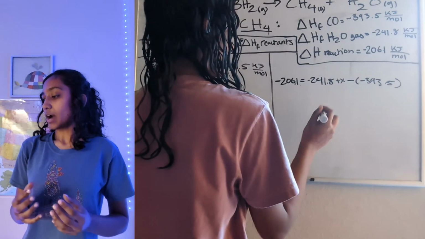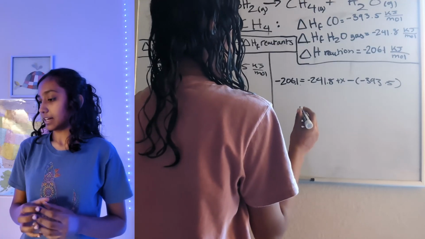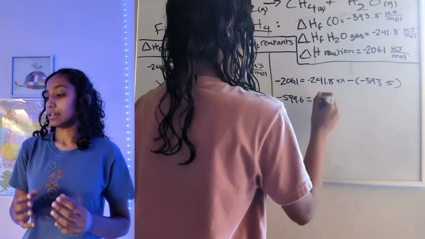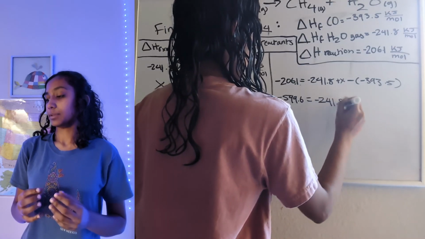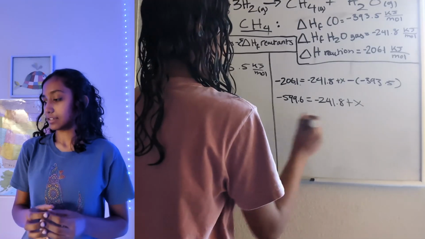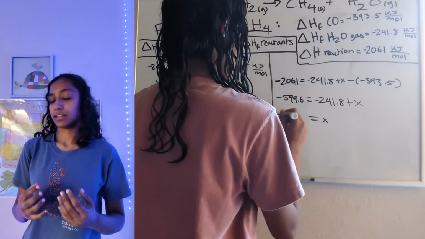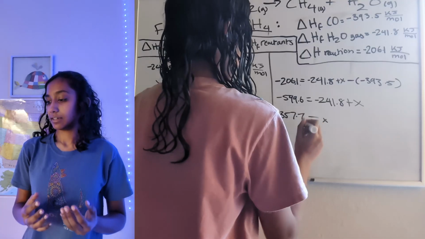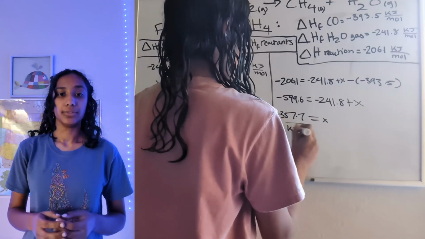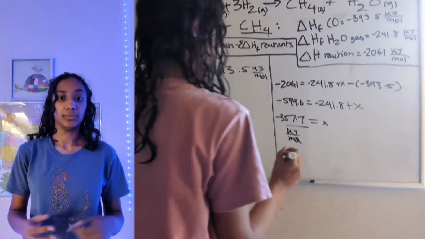Subtracting 393.5 from both sides, we get that negative 599.6 equals negative 241.8 plus X. Adding 241.8 on both sides, we get that X equals negative 357.7. So the enthalpy of formation for CH4 is negative 357.7 kilojoules per mole.